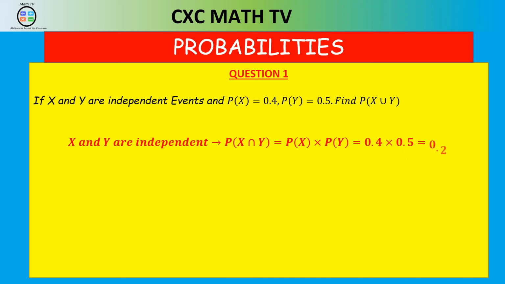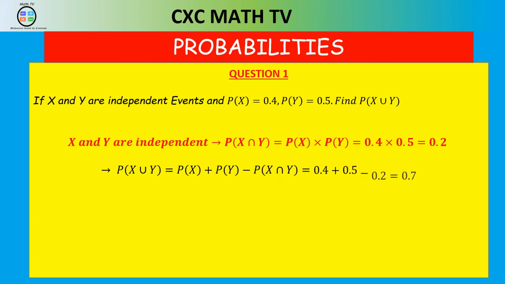Nice. So now that we know that the probability of x intersect y is 0.2, then we know that the probability of x union y is equal to the probability of x plus the probability of y minus the probability of x intersect y. That is using, of course, the union law. So that is 0.4 plus 0.5 minus 0.2, which is 0.7. So the probability of x union y is 0.7. It is that easy. Nice. Let's have a look at question 2.